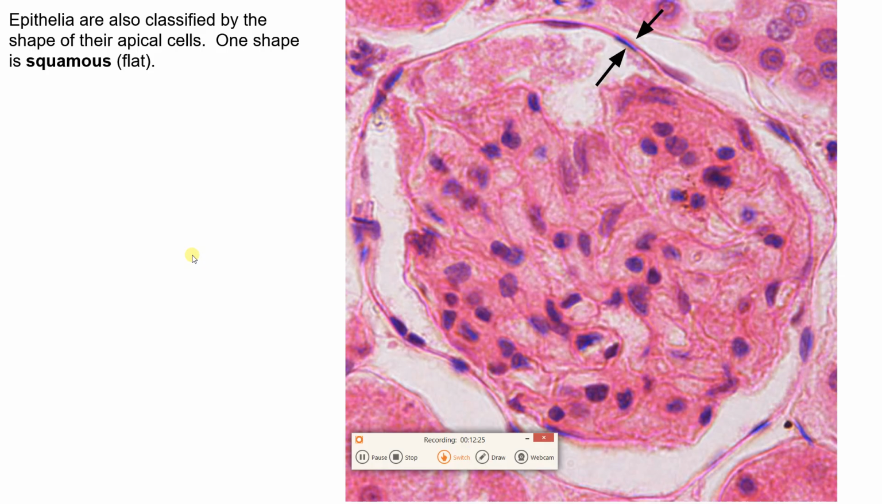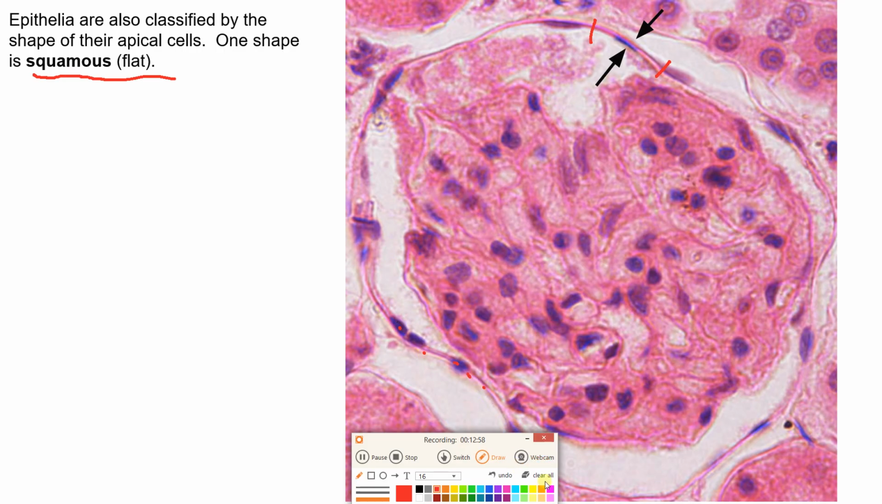We can also describe the shape of the apical cells. There are three standard shapes. One such shape is squamous, which is just another way of saying flat. So like if you look at this cell right here between the two arrows, this guy, he basically runs from here to here. This guy is very skinny, right? Very flat. That is a squamous cell. Got more squamous cells. I got like a whole row of squamous cells here.